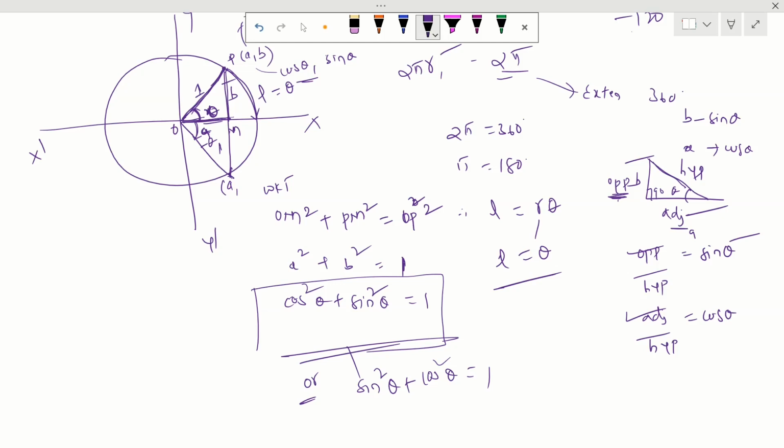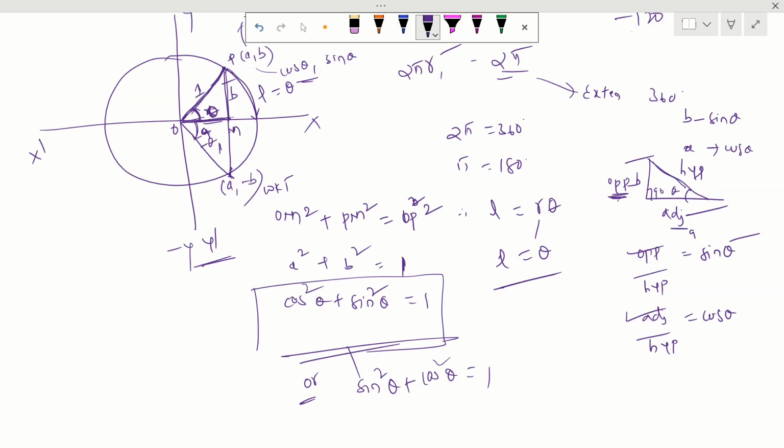And what about b? B is negative, right? B means the y value, and the y value is negative. So it is minus b, the coordinates are a, minus b. Because a is on the x-axis, which is positive, and b's value is on the y-axis, which is negative. So it is minus b.